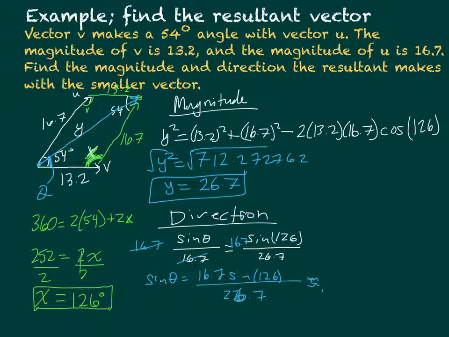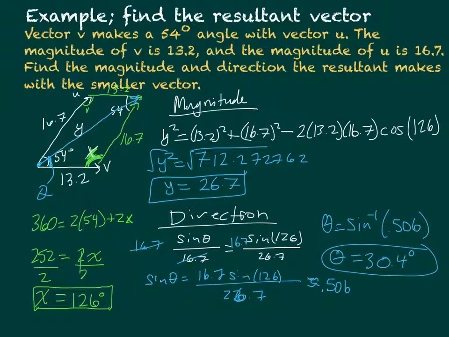approximately equal to 0.506. So if I take the inverse sine, theta is going to equal the inverse sine of 0.506. Okay, so type that in the calculator, and your final answer is theta equals about 30.4 degrees.